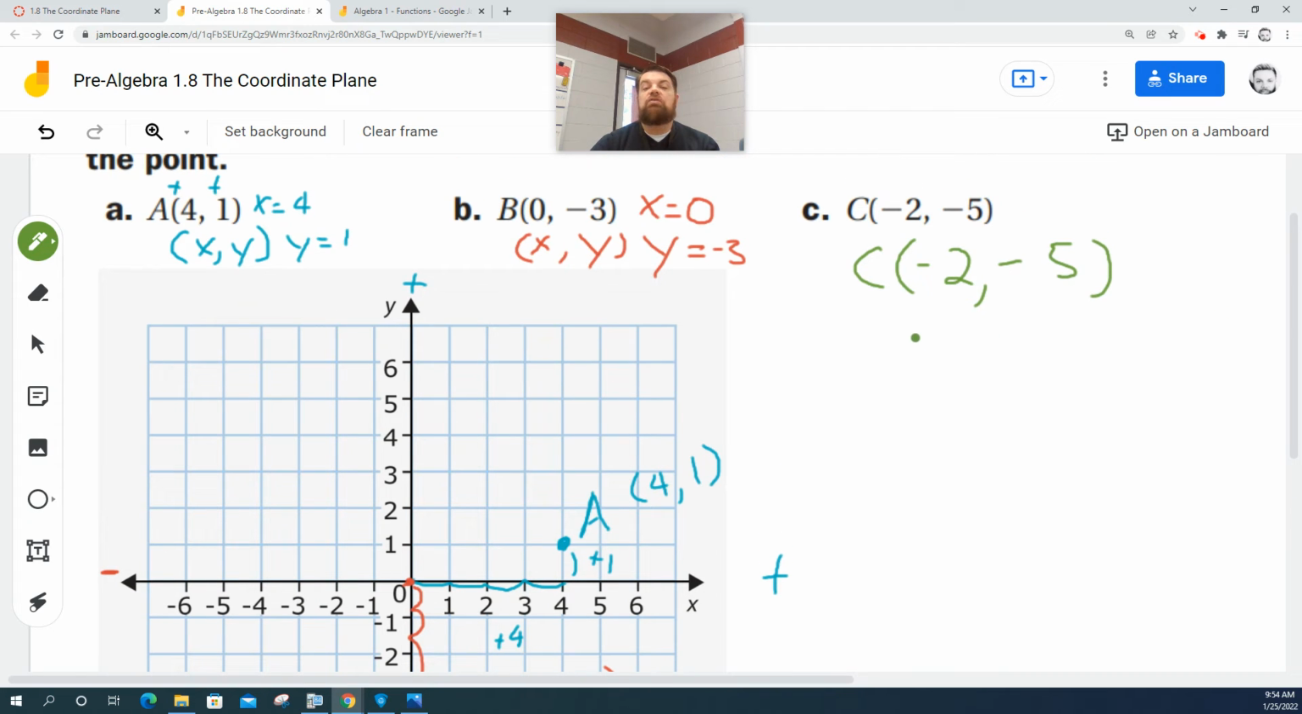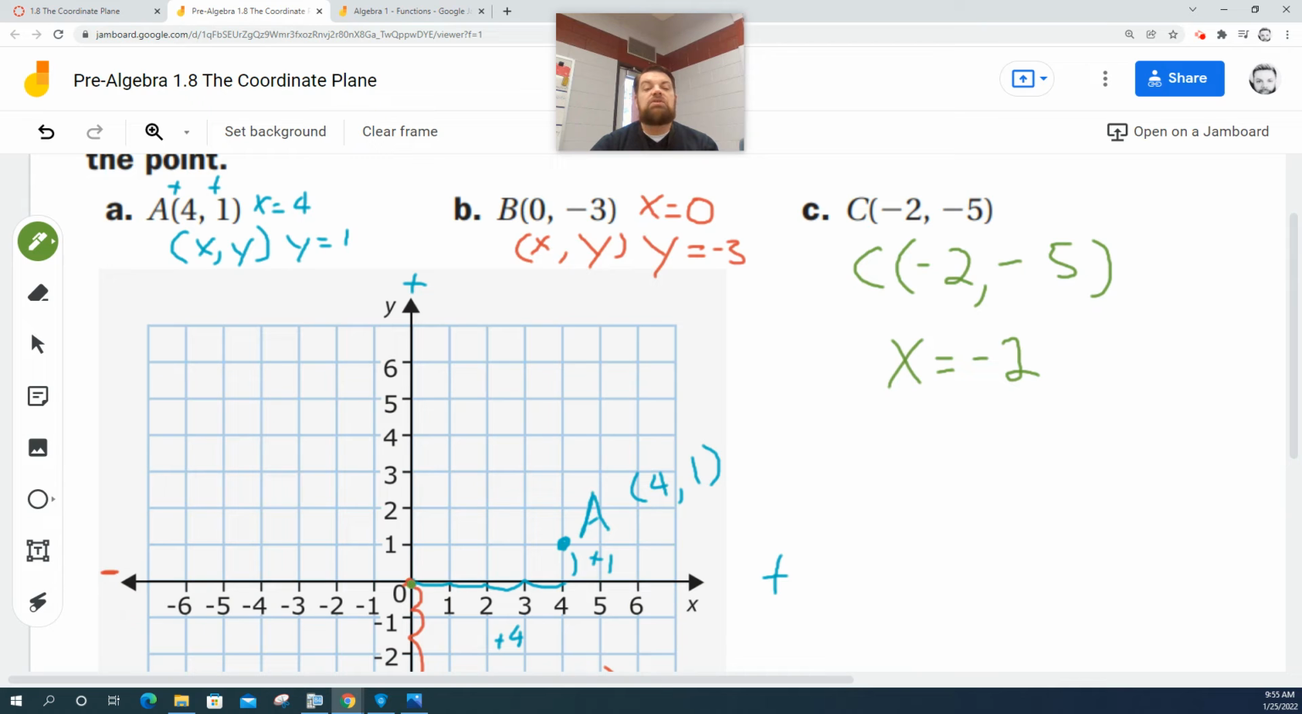My X value for C is X equals negative 2. Where do I start when I go to graph a point? The negative 2 is important, but where do I start every time for every point? In the middle. What's the fancy word for the middle? It's called the origin. So I start at the origin.